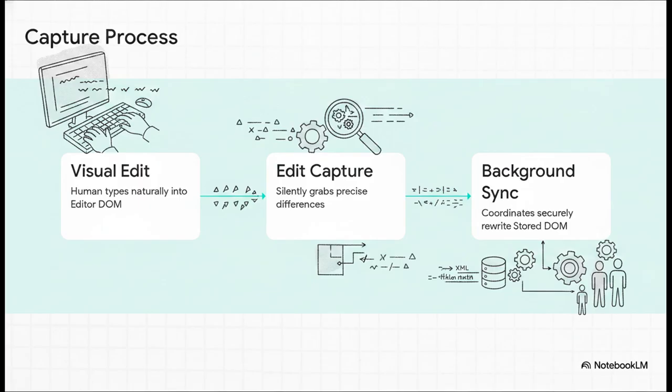Here's how that synchronization isolates human freedom from machine logic. Step 1. A human types naturally into that user-friendly editor DOM. Step 2. An invisible edit capture extension silently grabs those precise keystrokes and encodes them as coordinate formats, completely ignoring the visual layout. Step 3. Those coordinate changes securely rewrite the strict XML stored DOM in the background. The human gets to act human, the machine gets its unbroken math, and it all synchronizes perfectly without the user ever seeing a single line of complex code.